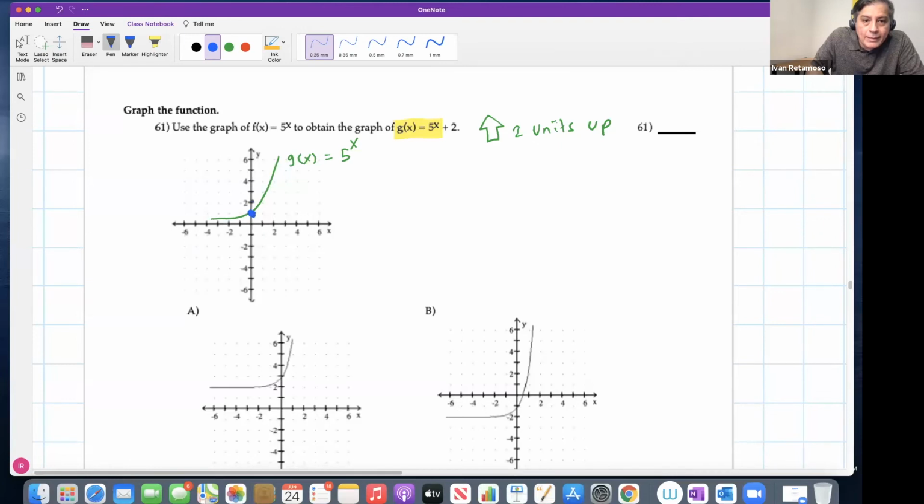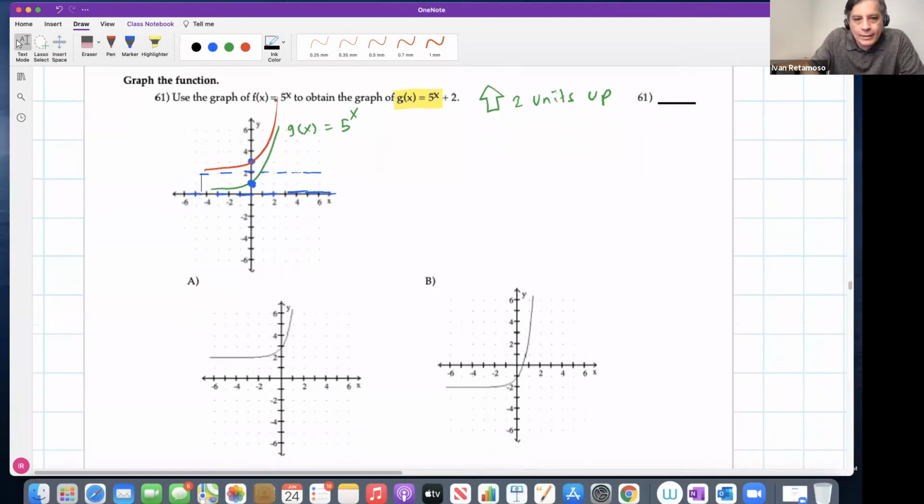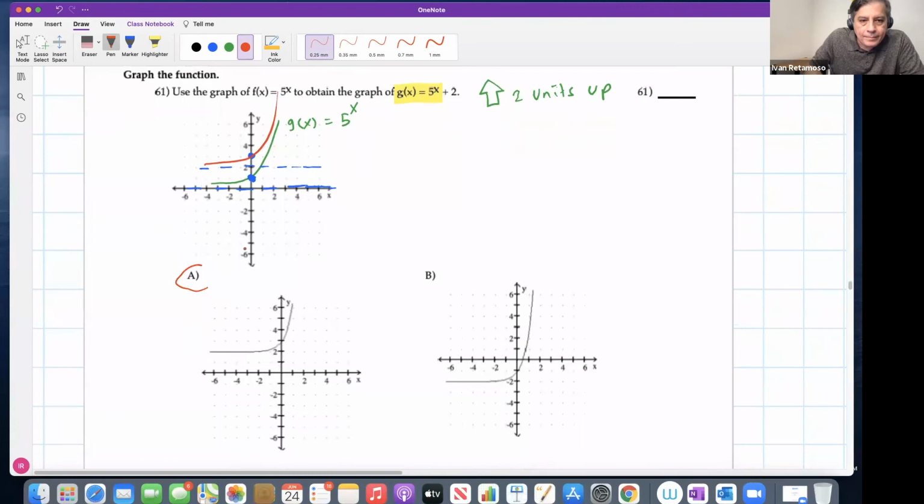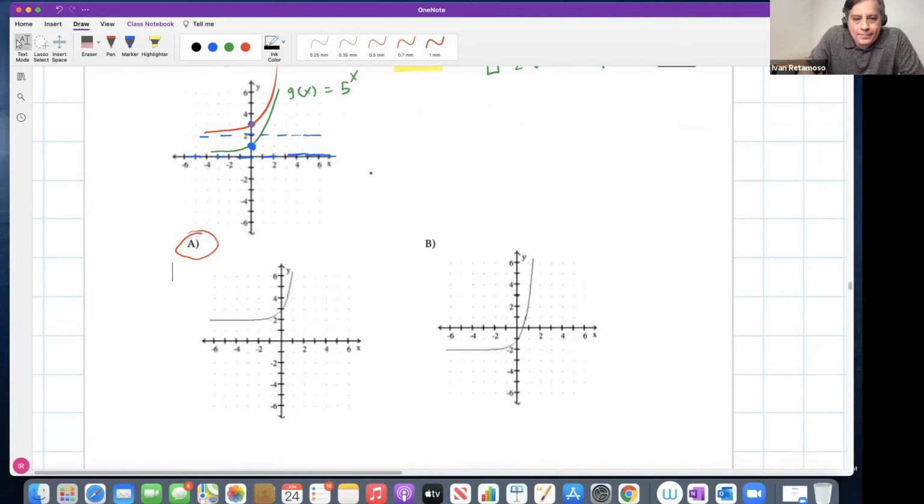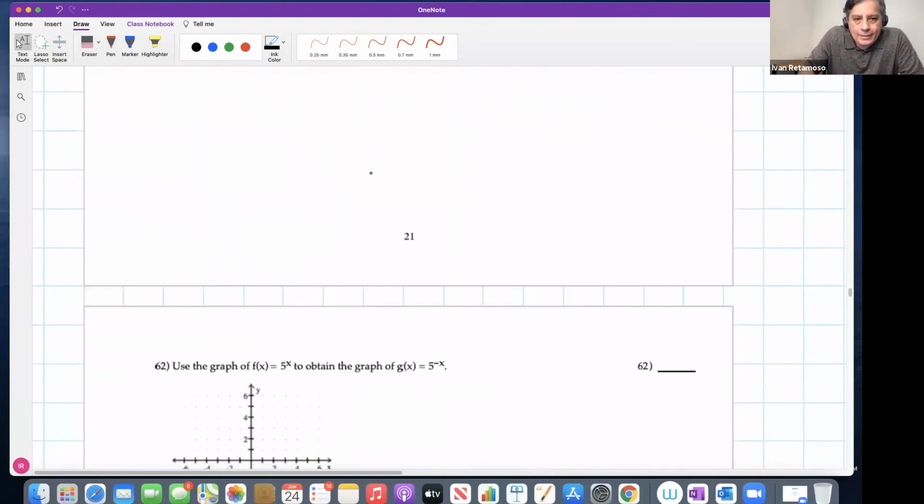This blue point in the new graph will appear 1, 2 up here, right? Appear here. And this horizontal asymptote, when you shift it up 2 units, will appear here, right? So right there, draw again your curve. This, right? And then you will see that the graph is just this guy. Great. Next, let's see what's coming up here.